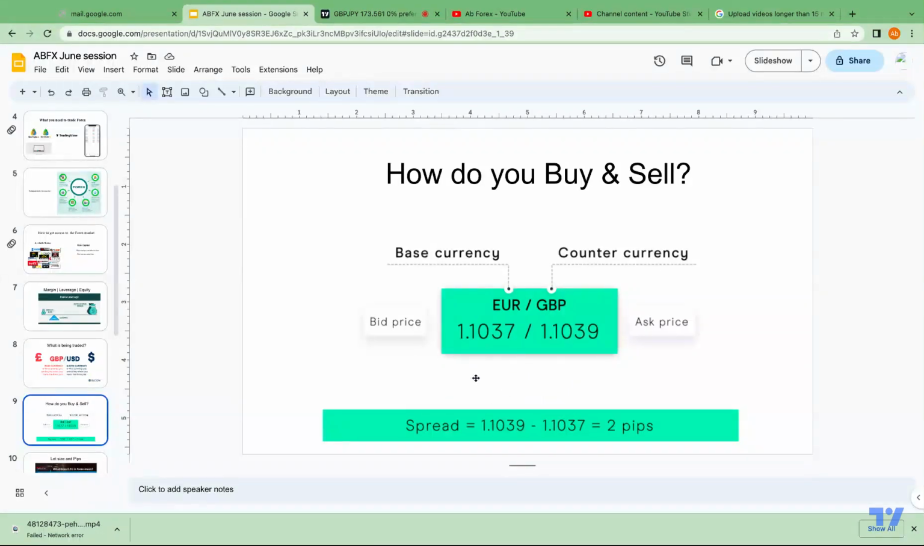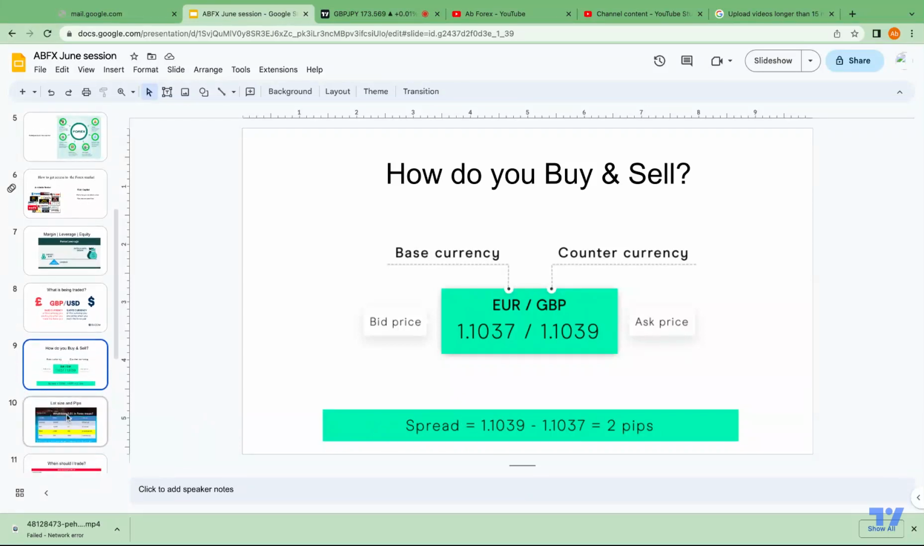So this is how they are quoted. They are always quoted to four decimal places, and the pip is the fourth digit. So you see 1.1037, 1.1039. If you want to know the number of pips this has moved, you take 9 minus 7, which is 2 pips. So it is 2 pips, and they will multiply this pip value to get the amount in dollars, which I'm going to show you how to calculate as we go ahead. Now, let's move on.